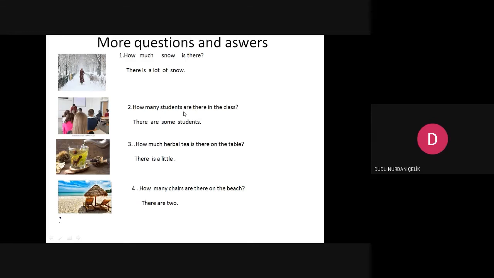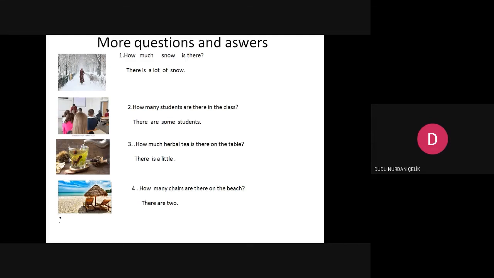How many students are there in the class? There are some students. Or you can say the number. There are 2, 6, 8, 10. There are 10 students maybe. Or 1, 2, 3, 4, 5, 6, 7, 8. Oh, sorry. There are 8 students in the class. You can say both.